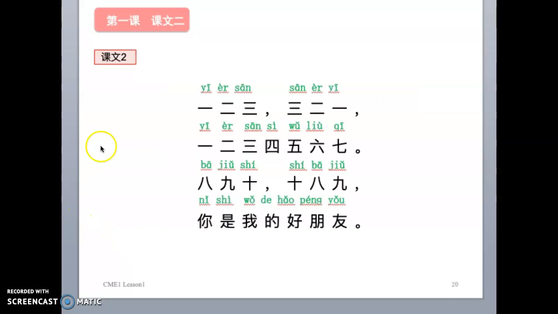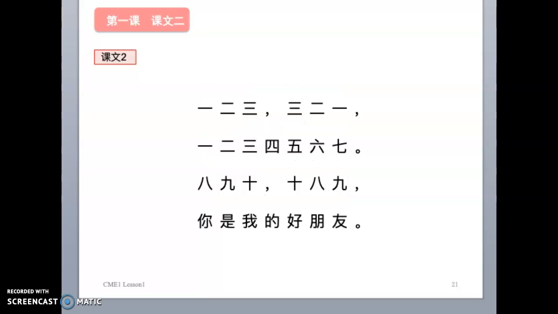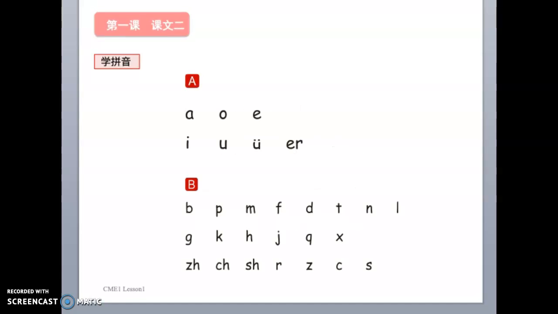Here again, they're going over another poem. And there is an audio recording of this. And you can find this in your book. And they do the numbers and then end it with 你是我的好朋友 again. And then you can do it without the pinyin or English. So it's good pronunciation practice.